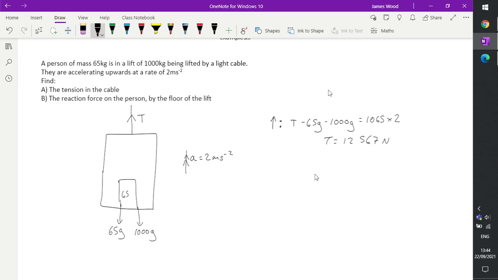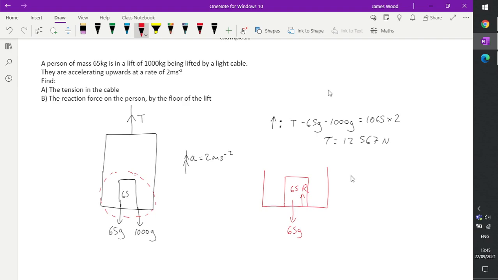To find the reaction force on the person, I'm going to zoom in on just this bit here, the person and the lift. And I'm going to draw another diagram. So this is the floor of the lift, and this is the person. So the person's got a mass of 65. Now here, just like we did with the trailer, I'm just going to consider the forces on the person. I'm not worrying about the whole system, I'm just thinking about the forces on the person. So the person has got their weight of 65G, and they've also got a reaction force upwards, which I'm just going to call R.